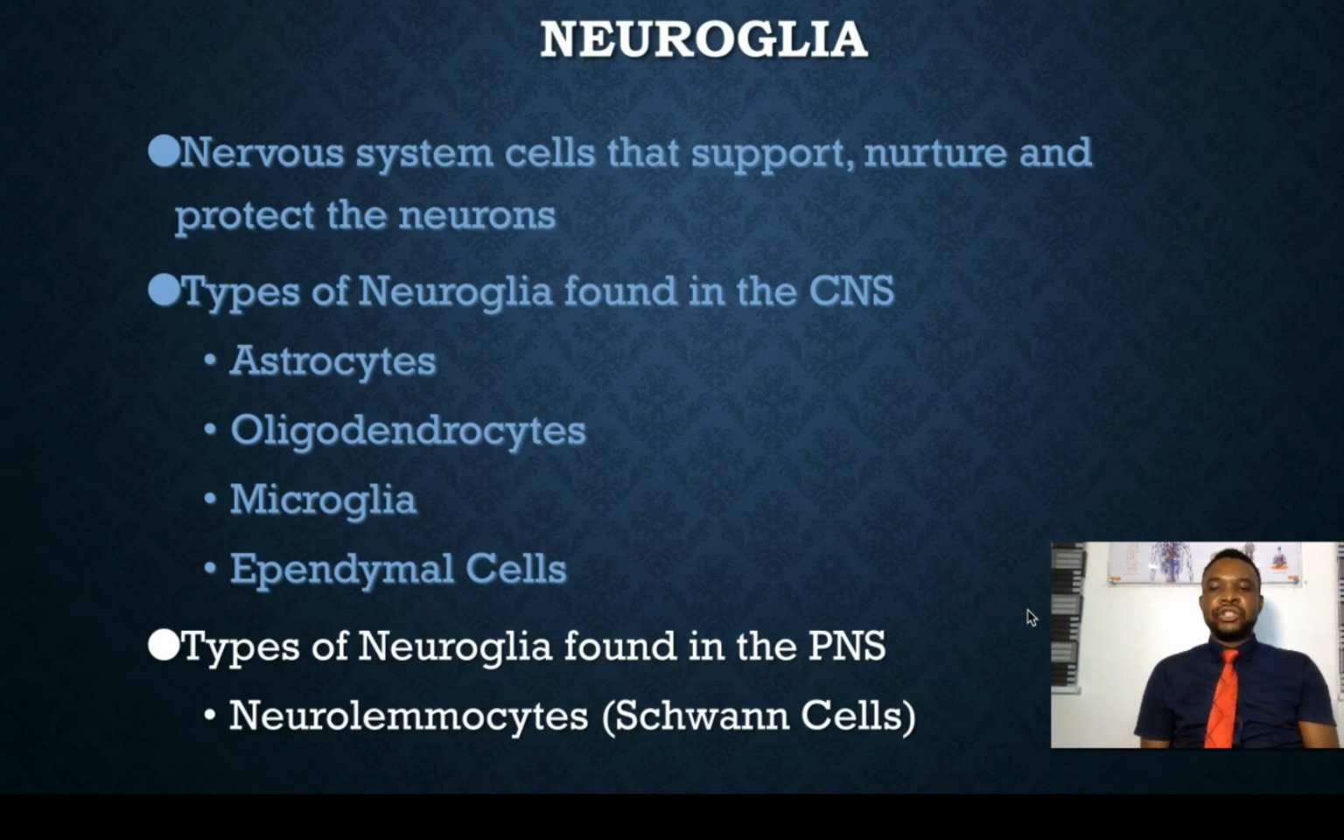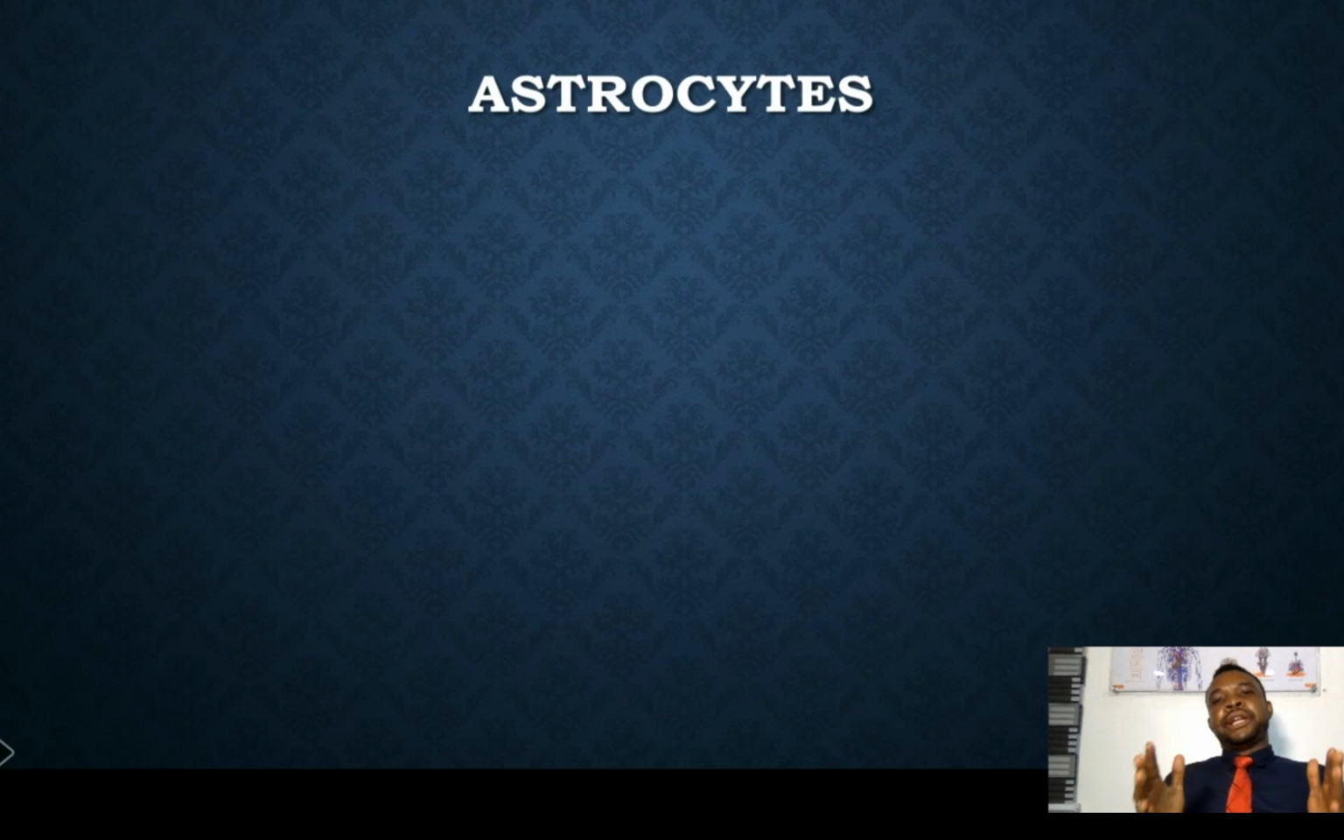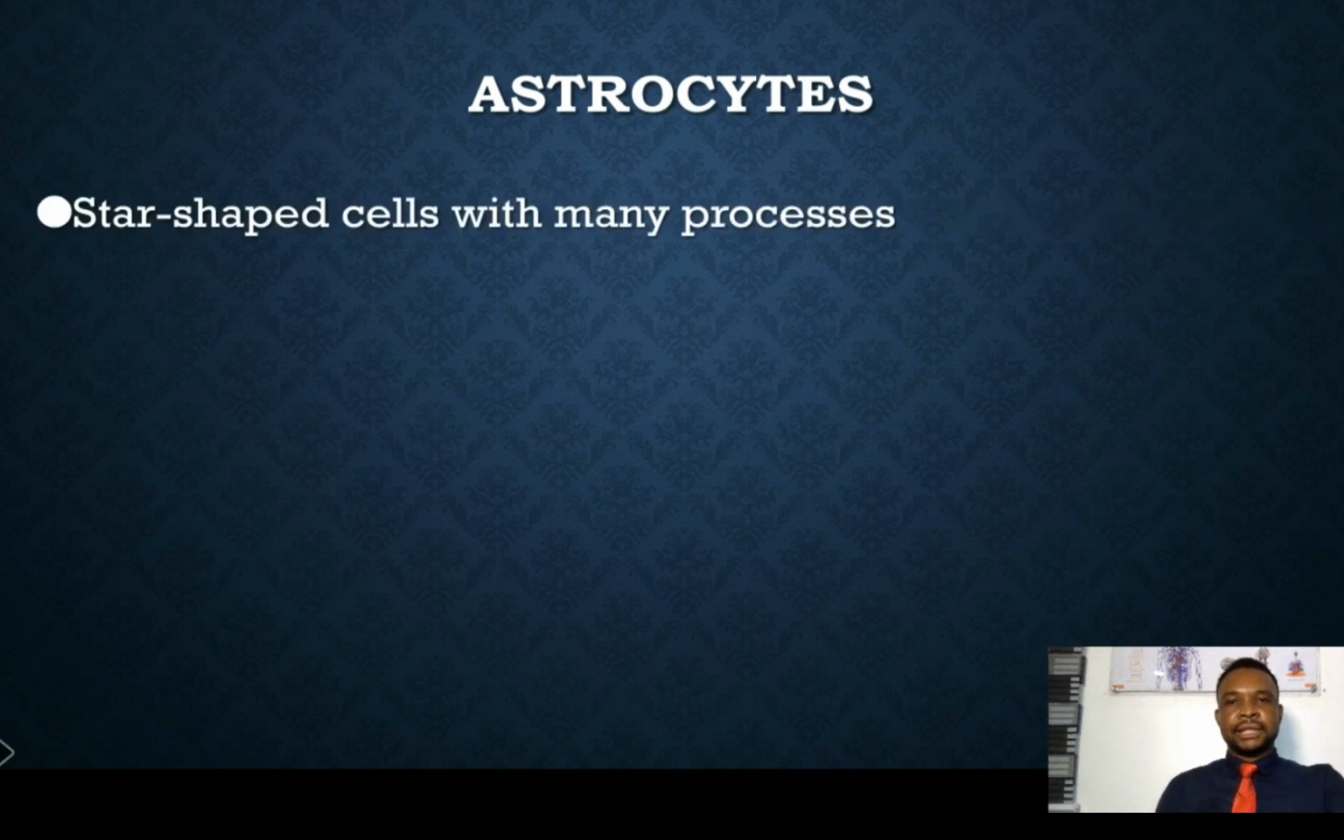Now, we have another type that is found only in the peripheral nervous system. It is called the neurolemmocyte or the Schwann cells. So totally, we have 5 types of neuroglia: astrocyte, oligodendrocyte, microglia, ependymal cell, and neurolemmocyte, or Schwann cells. Now, having known the various types of neuroglia cells, let's look at them one by one. So let's start with astrocytes.